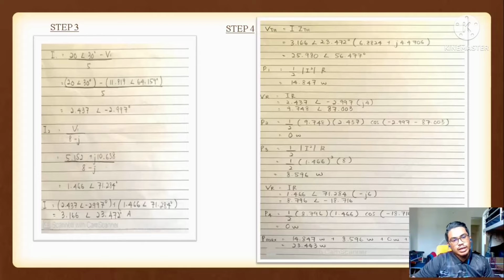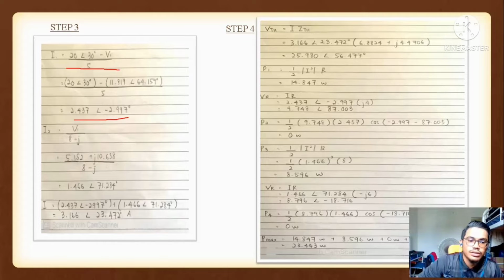For the third step, we will find the currents. We find the first current first: the first circuit at the front is one, and the back circuit is the second. I1 uses our given input source minus the V1 that we found first, divided by 5. We get the answer for I1 is 2.437 at an angle of 2.97 degrees. This is our formula and this is our result for I1.